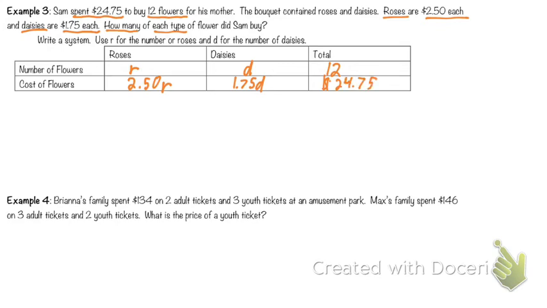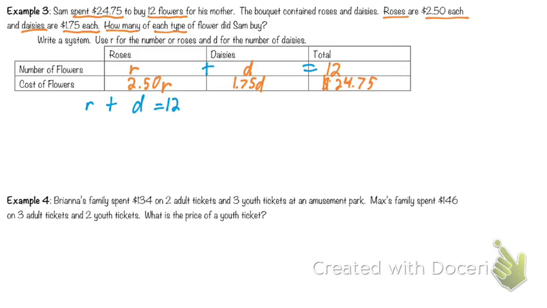Now, if we look at this, let's look at the top row. With the number of roses and the number of daisies, could those get to 12? What would you do with the number of roses and the number of daisies to get the total number of flowers he bought? Add them. If I add these two, it'll equal 12. That's my first equation: R plus D, and I encourage you to space it out like I did, equals 12. The number of roses plus the number of daisies is equal to 12.